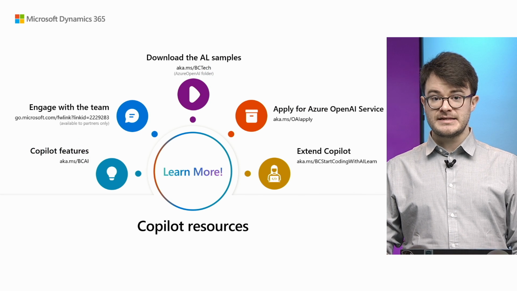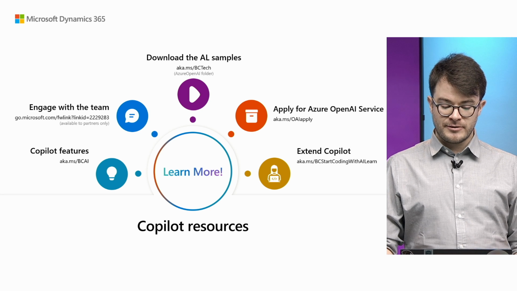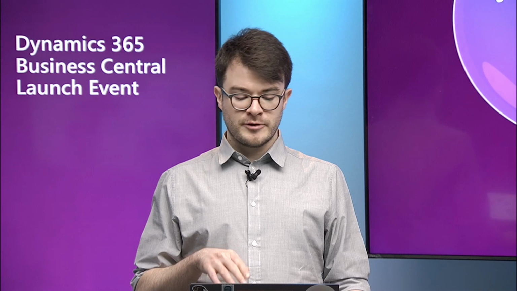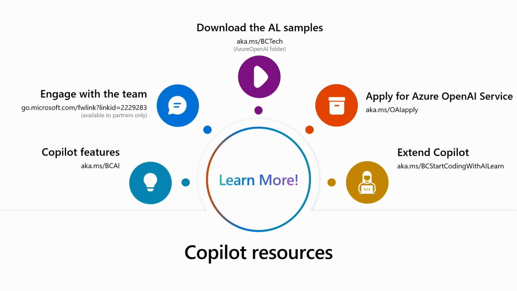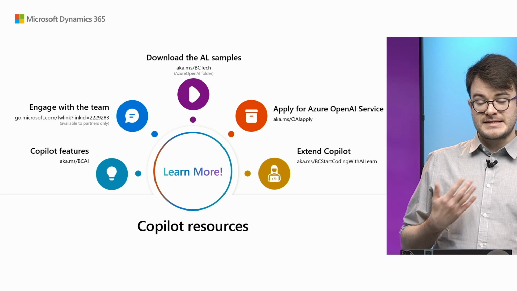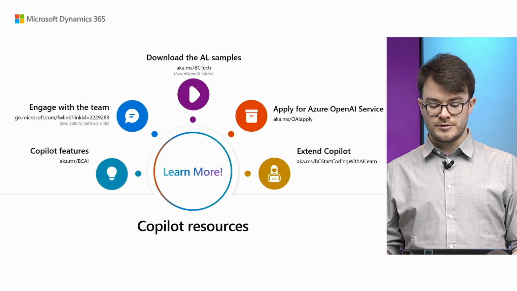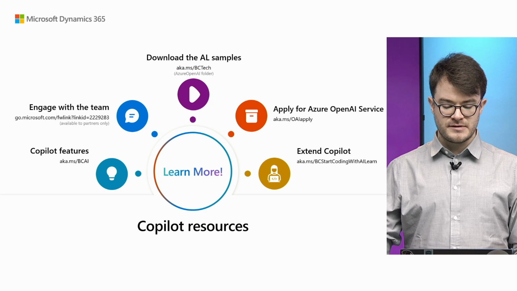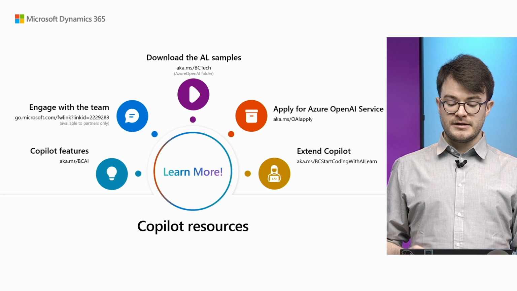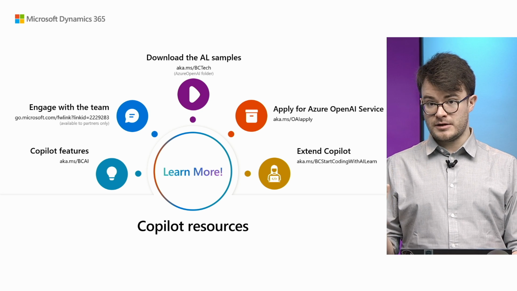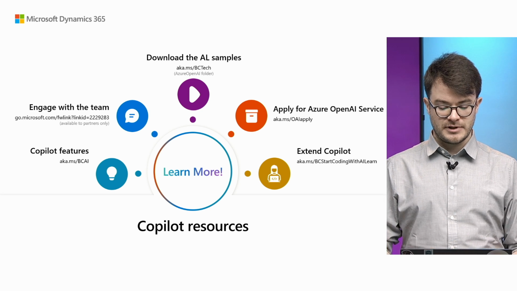I'll close with some links for you. You can learn more about our Copilot features on aka.ms/bcai. I mentioned engaging with the team. You can do that and engage with us on Yammer. You can see the forward link on screen. It's available for partners only. If you want to download some samples to see how you can make use of the AL part of the toolkit and, in general, prompt dialog and other parts of the toolkit as well, you can do that from aka.ms/bctech. Find the Azure OpenAI folder. These are not production-ready code, but it's just to show you how you can interact with the toolkit.